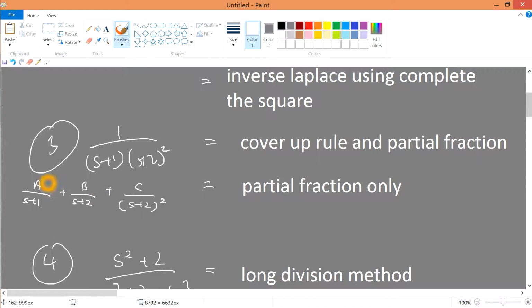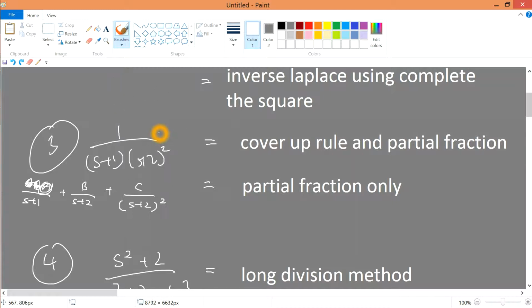But however, if you use cover up rule to solve for s plus 1, you'll get some value of a, right? I don't know what's the value, but some value a, so I would write it as a. I don't want to know. Anyway, if you get some value of a already, and then when you solve for s plus 2, when you cover up s plus 2 the whole term, so for example, if I cover up this term, I will have 1 over minus 2 plus 1, I will have minus 1. So this minus 1 is for C, the highest order.